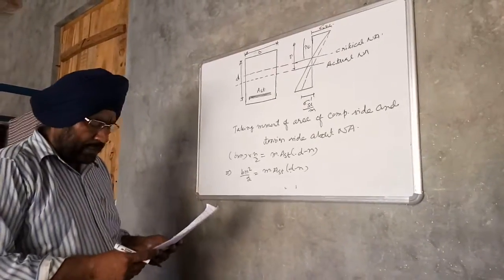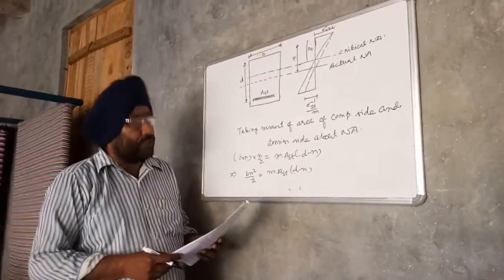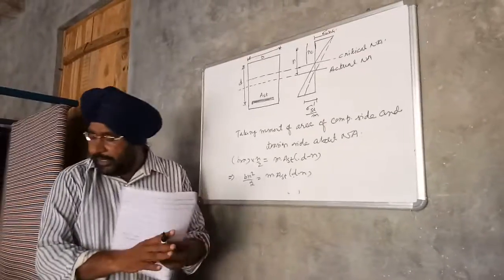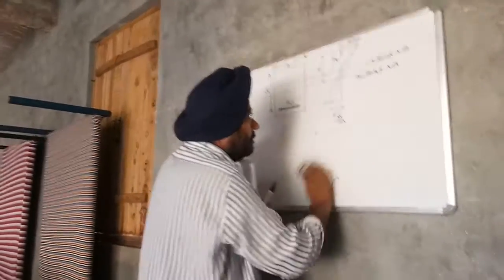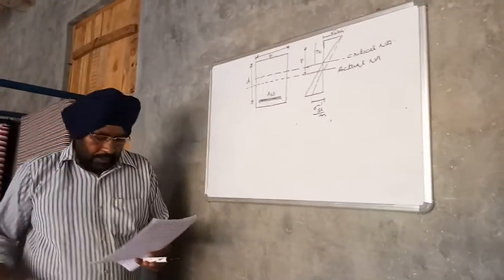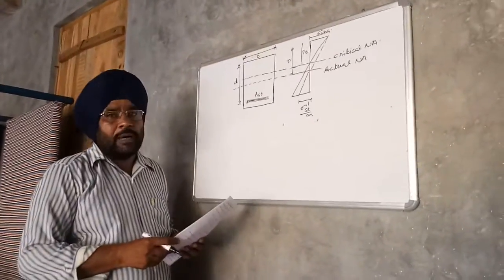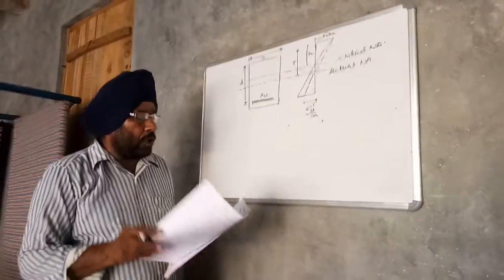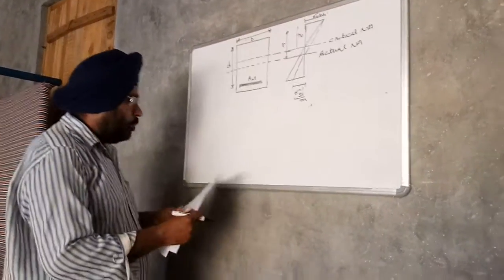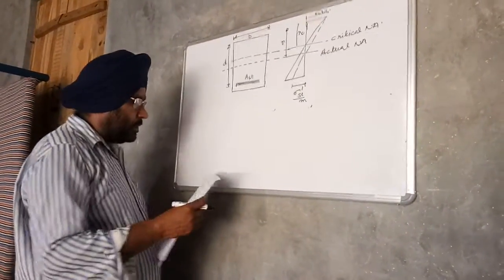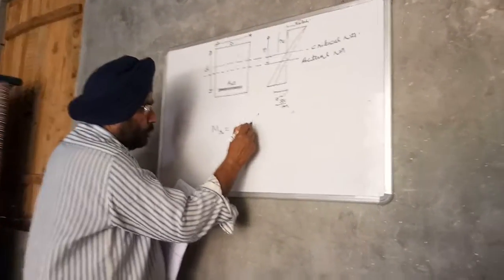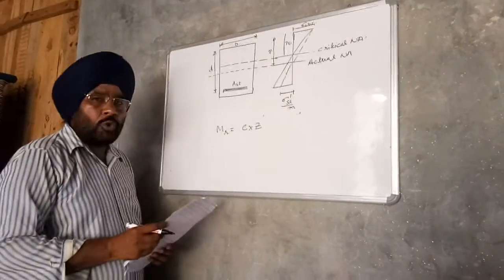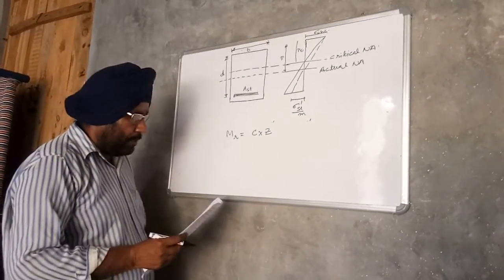In over reinforced section, concrete is weaker than steel. So concrete will govern the equation of moment of resistance. So the moment of resistance for the over reinforced section is equal to C into Z, where C is the total compressive force and Z is the lever arm.